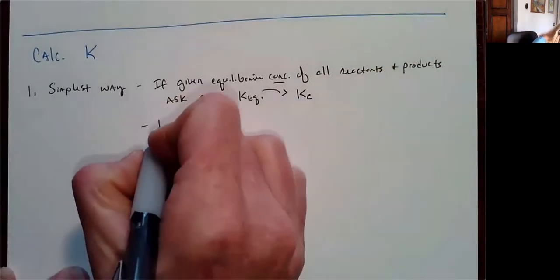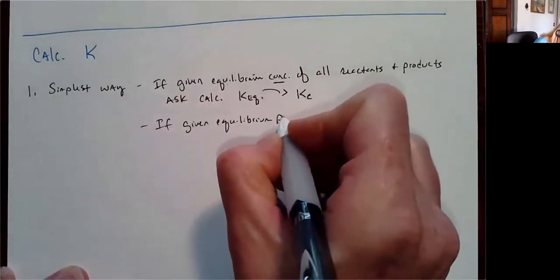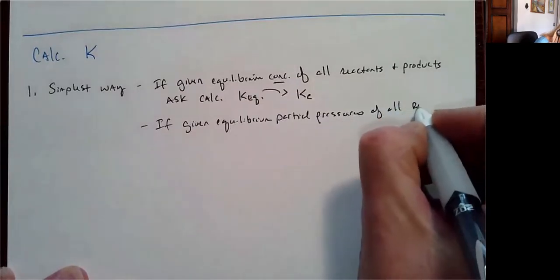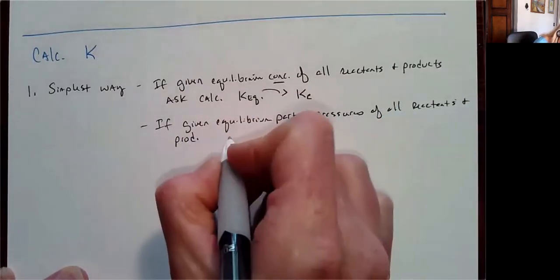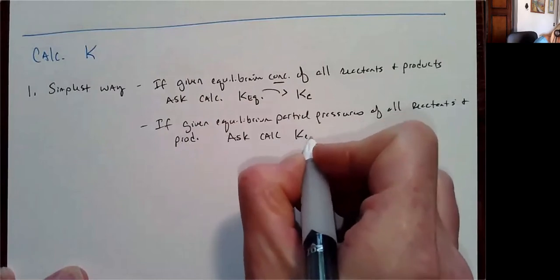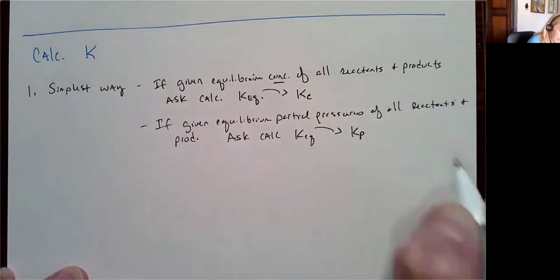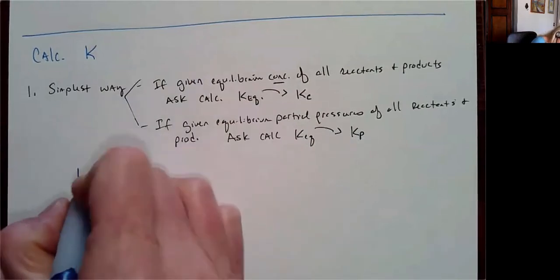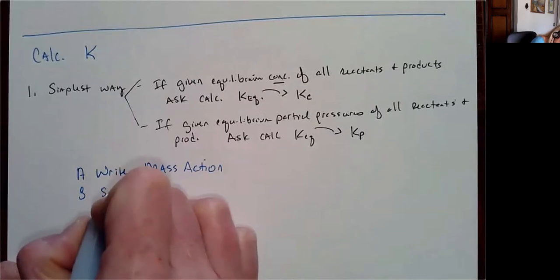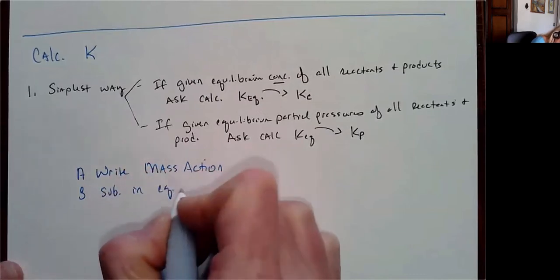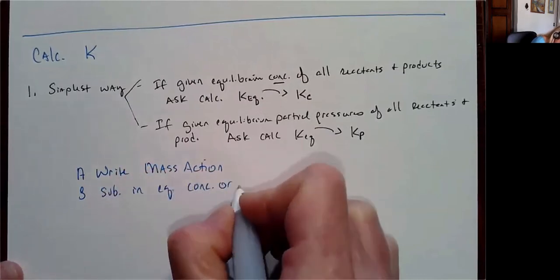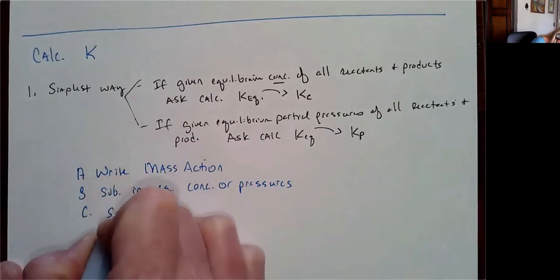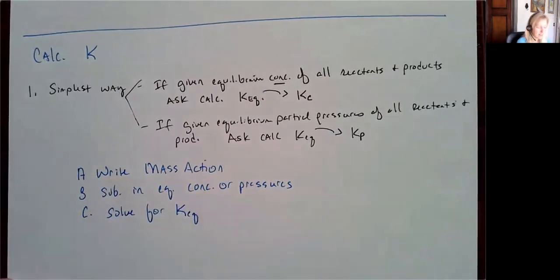Or if I'm given equilibrium partial pressures of all reactants and products, and I'm asked to calculate K_eq, this is going to be Kp. So these two are very simple ways because you're given everything. Your steps for this are: write your mass action, substitute in your equilibrium concentrations or pressures, and solve for K. That's going to be the easiest way.